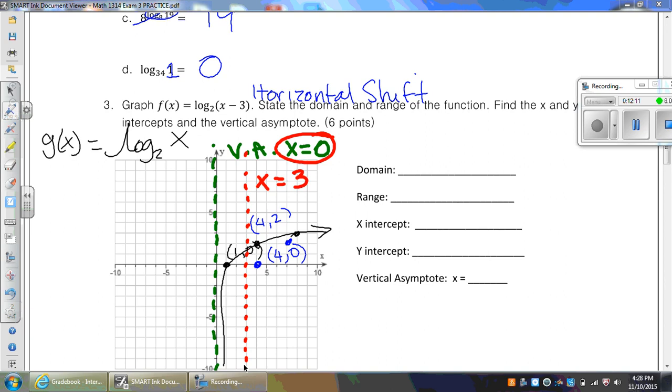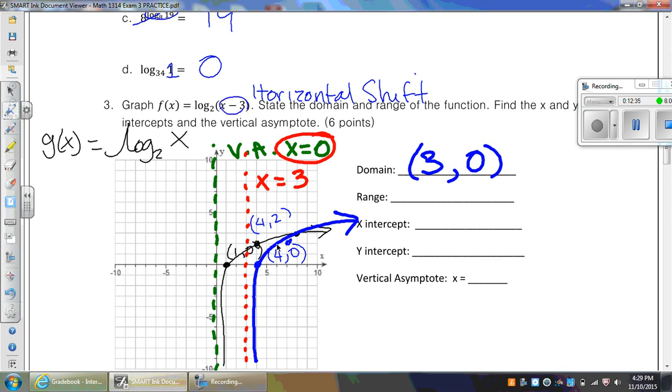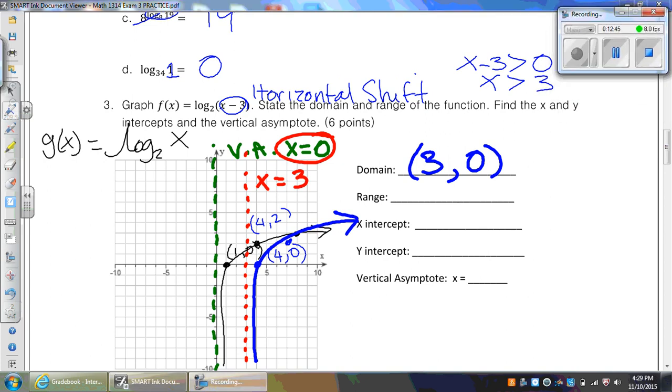So what is the domain? Oh, well, let's trace the graph. So it's that one in blue. What is the domain of that new graph? Now, you can see here that it's getting closer to 3 without touching 3. So it will be from 3 to 0. Another way to find the domain is you take what's inside the parentheses and you can create an inequality that looks like this. That must be greater than 0, so x must be greater than 3. Now, if you want to give me the answer for domain and range in interval or set notation, that's fine with me, as long as you get it right.